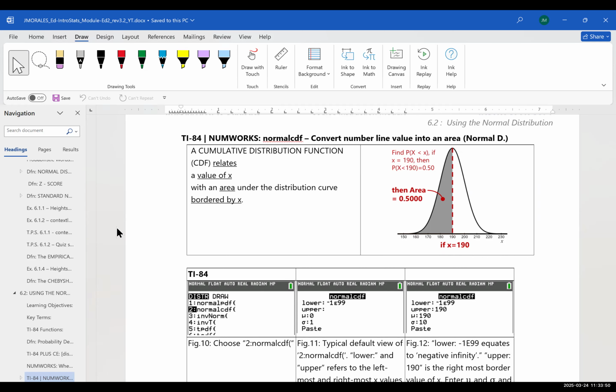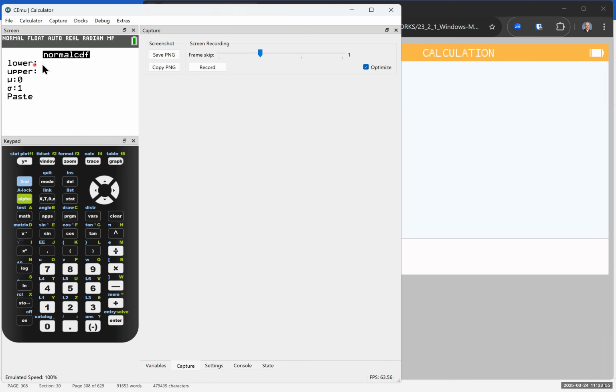So let me show you. So you might have something like this. For the lower bound of this area to the left, we need a way of putting in negative infinity. There isn't a negative infinity button as far as I know. So the trick is to put a really large negative number. The easiest way to do that is to put a negative 10 to the 99, that'd be a 1 with 99 zeros behind it.